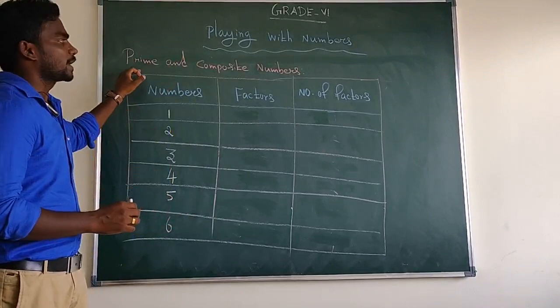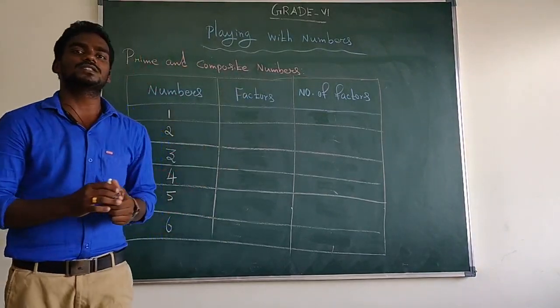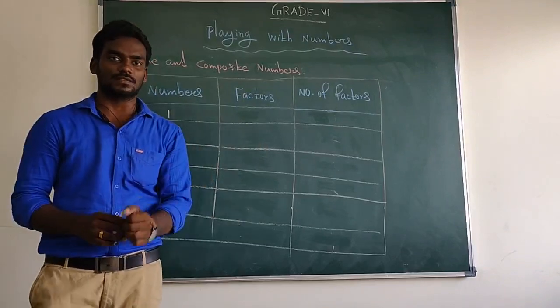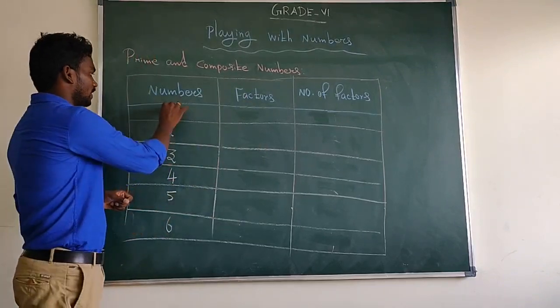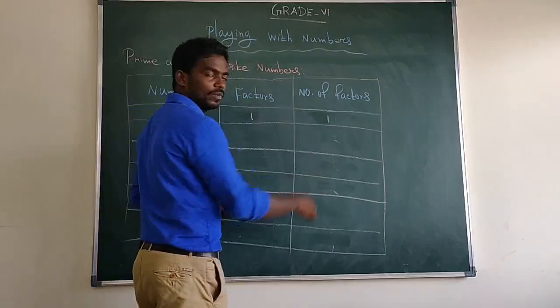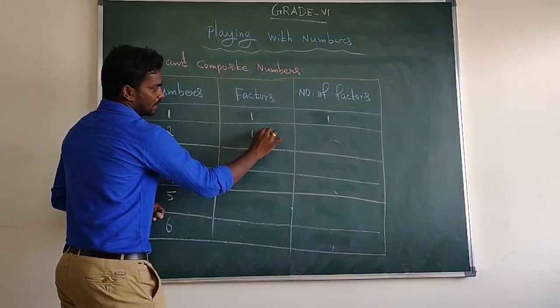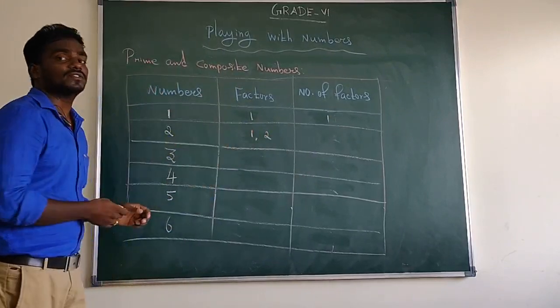The first concept is prime and composite numbers. So we recall what is a factor. We know what a factor is. A factor is an exact divisor of that number. So what is the factor of 1? The factor of 1 is 1. What is the number of factors it has? 1 only. The factors of 2 are 1 and the number itself. So 1 is a factor of every number.